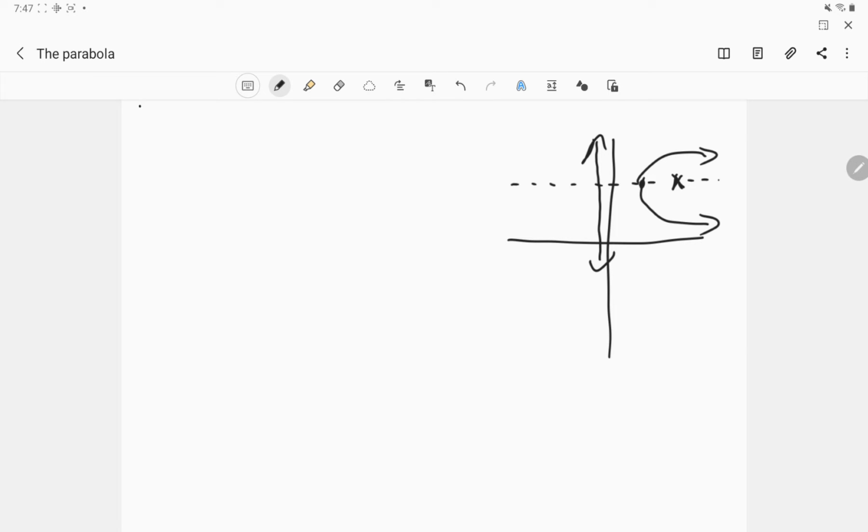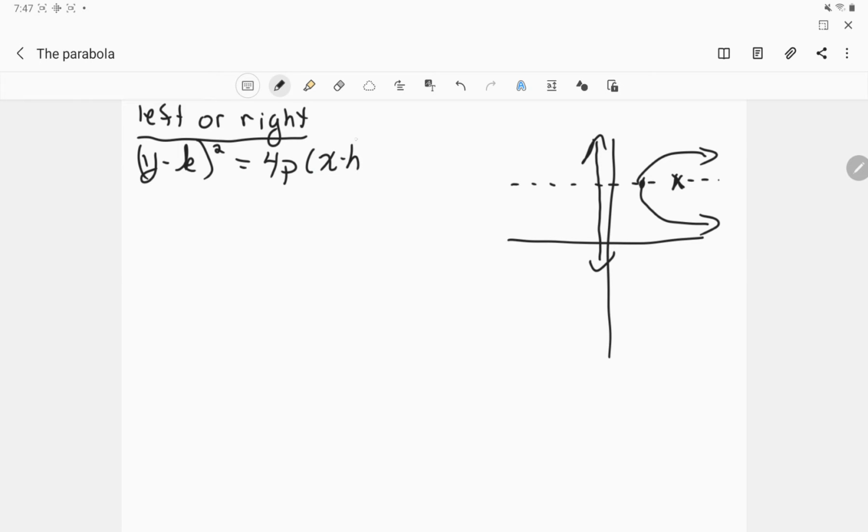Okay, so if it's opening left or right, what changes in the standard form is that now it is the y minus k that is squared, and it's alone over here. And the x minus h is over on the other side, and it's not squared. So when it opens left to right, the thing that is squared is the y. In terms of your vertex, nothing changes. It's still h and k. That doesn't change.